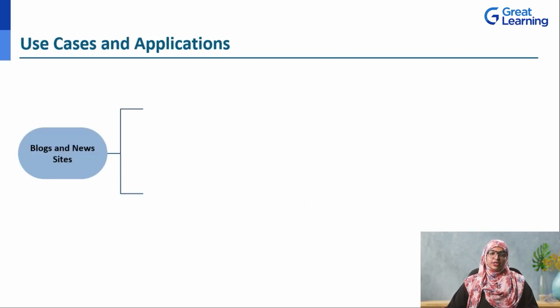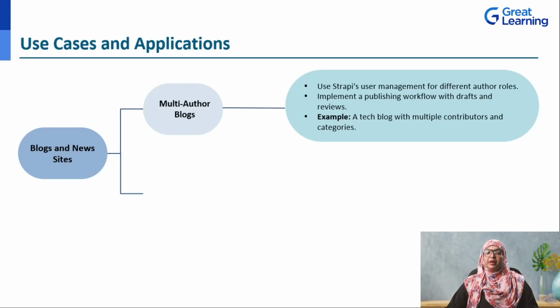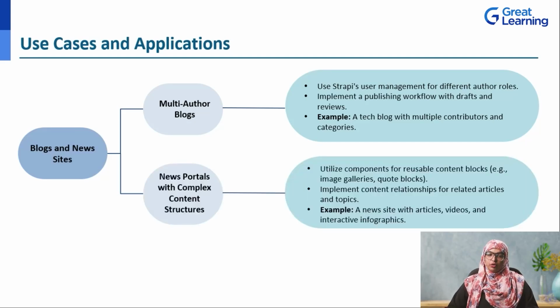Moving on to your next use case and your application, that is blogs and news sites. You have multi-author blogs. You can use your Strapi for your user management for different author roles, right? And then using Strapi, you'll be able to implement a publishing workflow with drafts and reviews. An example here you can think of is a tech blog with multiple contributors and different categories for your tech blog, right?